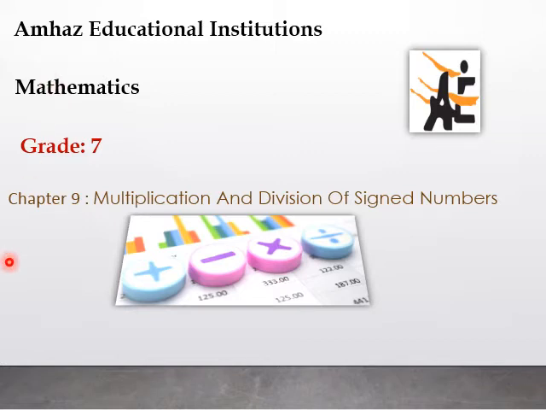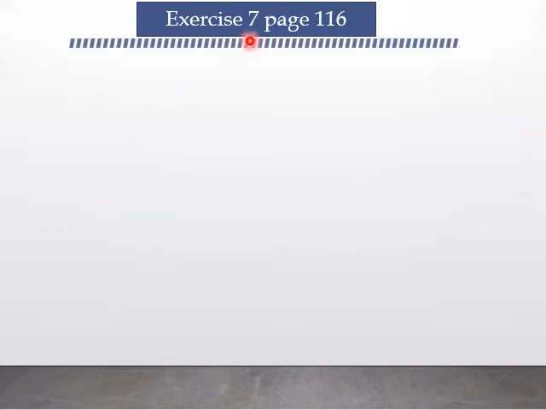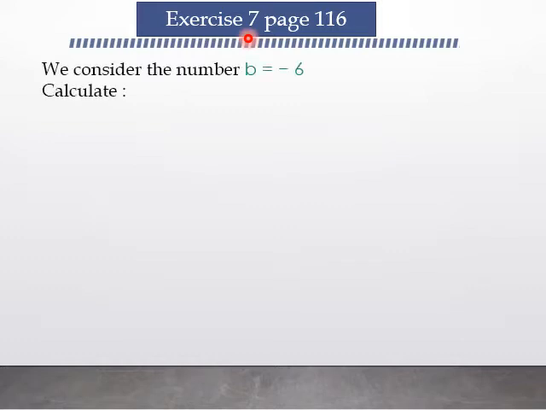Please put your homeworks in front of you and let's correct your work. Our chapter is about multiplication and division of signed numbers. Exercise 7, page 116. We consider the number b equal minus 6. I have to calculate minus 2.5 plus b. The first step is to replace this b by minus 6, so I have to write it inside parentheses. Okay, now let's take out this parenthesis.